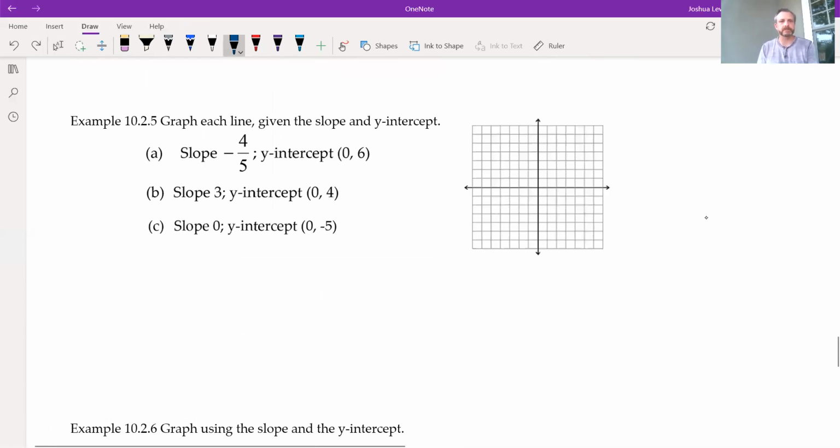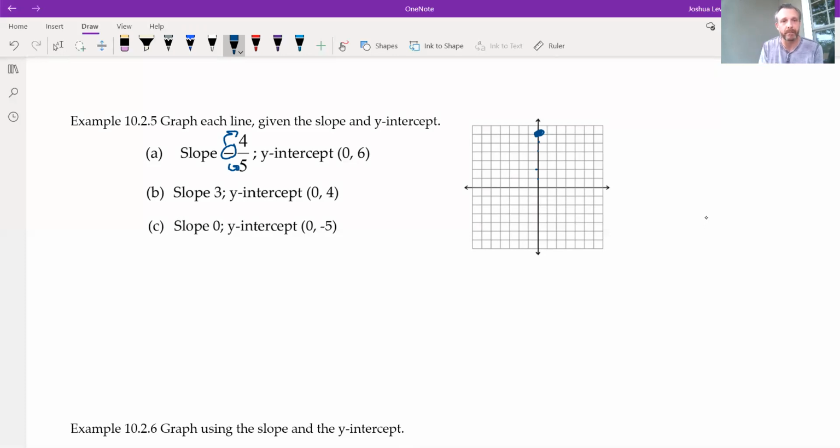So my first line, my y-intercept is 0, 6. So 0, 1, 2, 3, 4, 5, 6. Okay. My slope is negative 4/5. Well, I can put this negative anywhere I want. I can put it in the denominator, or I can put it in the numerator. The reason is positive divided by negative is a negative. Negative divided by positive is a negative. This is like going up and left or down and right.